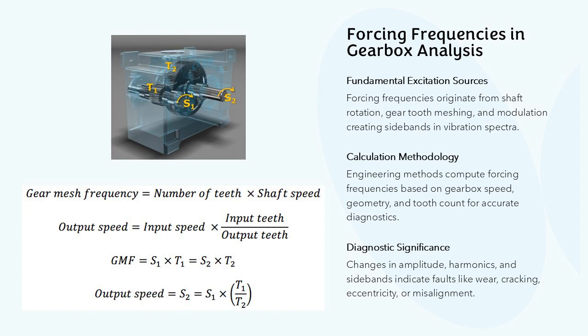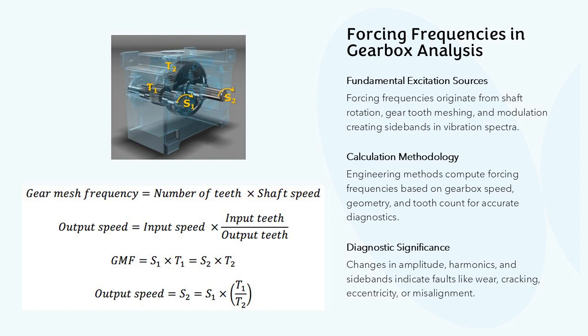This presentation focuses on engineering methods to compute forcing frequencies for both single-stage and two-stage gearboxes. It begins with shaft rotational frequencies derived directly from operating speed, progresses to gear mesh frequencies driven by tooth engagement, and then explains how sideband frequencies arise from amplitude and frequency modulation. Emphasis is placed on practical calculation steps, physical interpretation, and how these frequencies are used in real-world gearbox diagnostics.